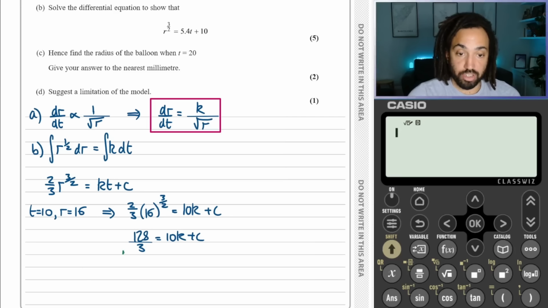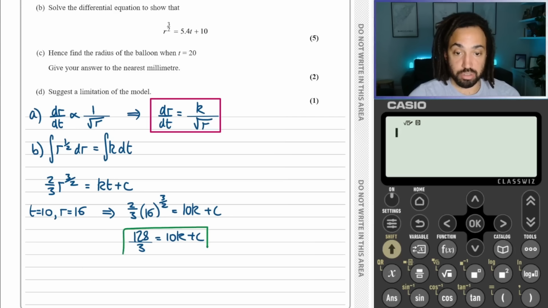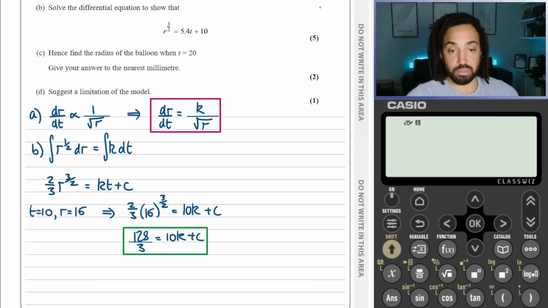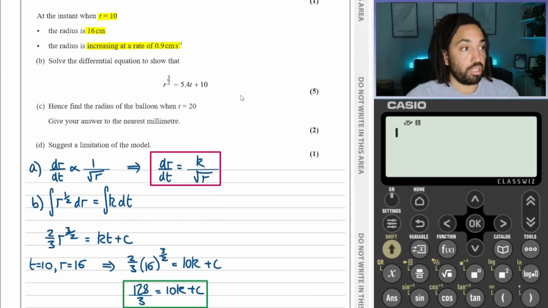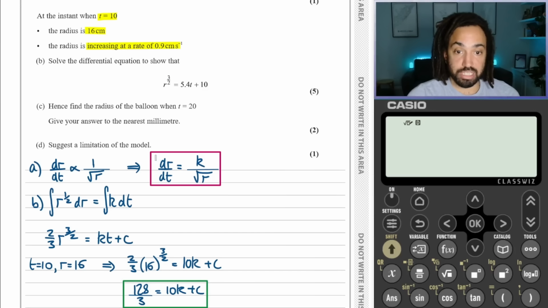Right, we can't go any further with that because there's two constants there. So we're looking at a simultaneous equation, and we need to use the other bit of information, which is that the radius is increasing at a rate. If it's increasing at a rate, that means we need to look at the derivative, which we have here.